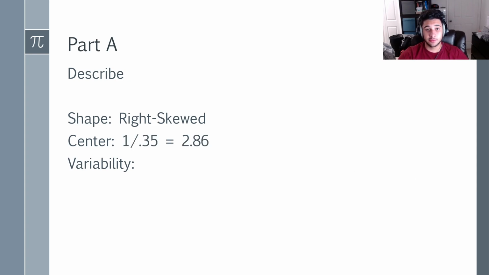To calculate the center, we must plug in the probability of success, which is 0.35, to get 2.86 as the answer. This tells us the expected number of flips before Michael gets his first successful flip. For the variability, we must also plug in the probability of success into the second equation to get 2.30 for the variability.